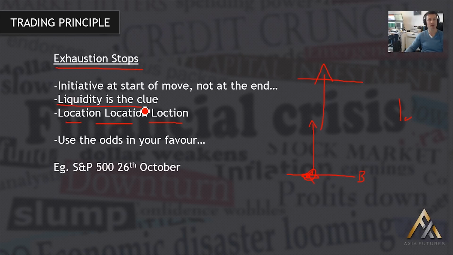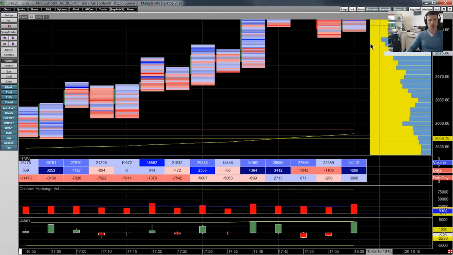The second clue is liquidity. Very often what you'll get before exhaustion stops is someone provides liquidity, so you'll see a pocket of selling. It has one more push, stops up, comes back, and then reverses. The example we're going to use is the S&P 500 from the 26th of October. That is Friday. And like I've said, I'm going to show you how to use the odds in your favor. I've been talking about this a lot over the last couple of weeks: traders tend to want to sell prices and buy prices rather than just wait for someone who can actually move the market.